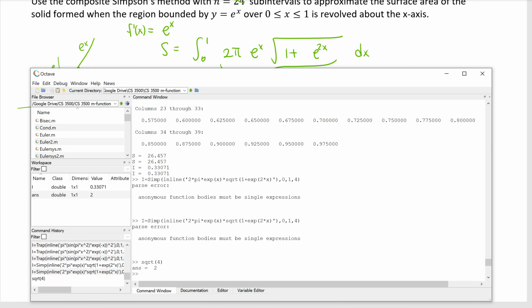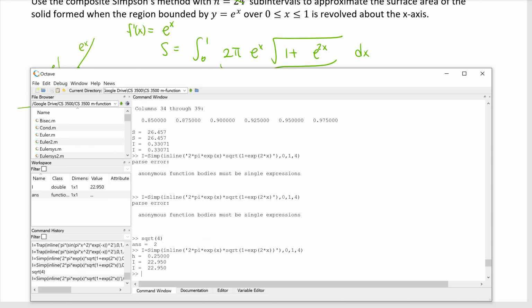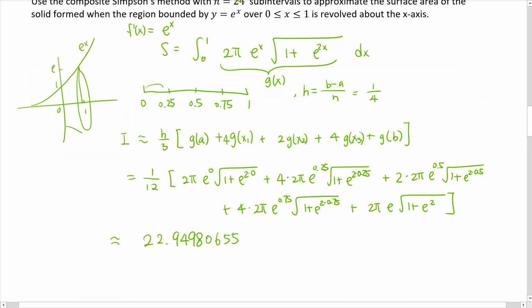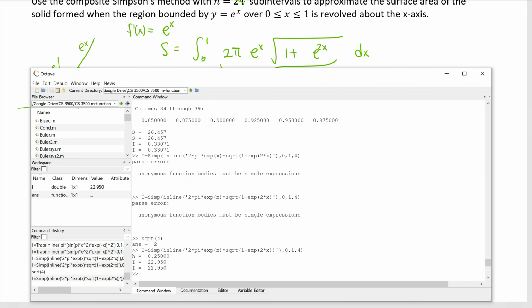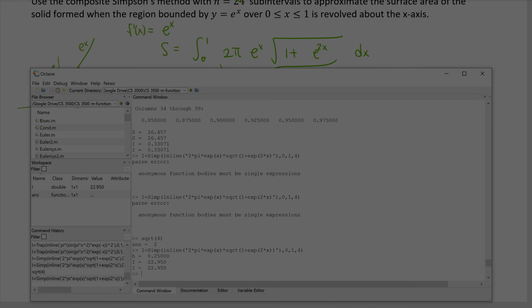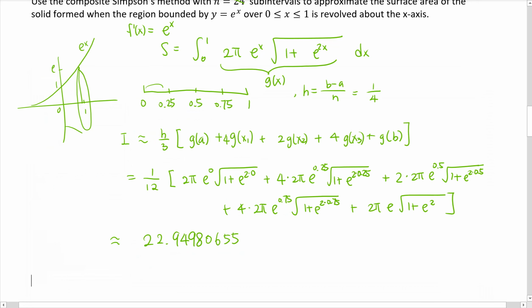Function bodies must be single expressions. Did we miss the parentheses? You know, sometimes the parentheses will cause problems. Yeah, that is the parentheses. So parentheses is very, very important. Okay, and so our answer is 22.950. And does that match with our answer? Yeah, that matches with our answer. Let me copy here so now you can see it. We checked it using MATLAB.